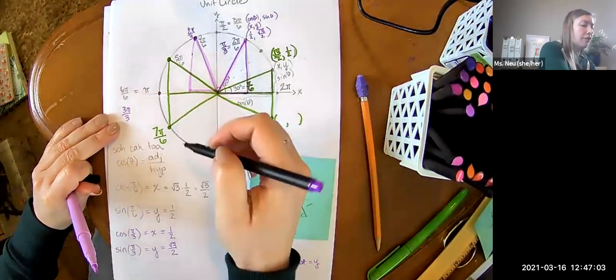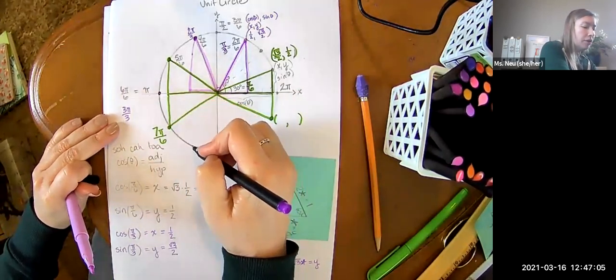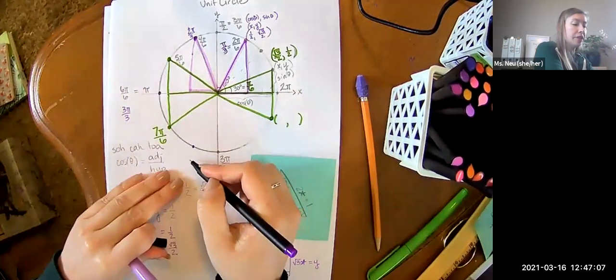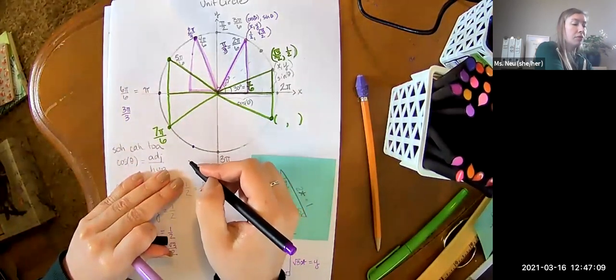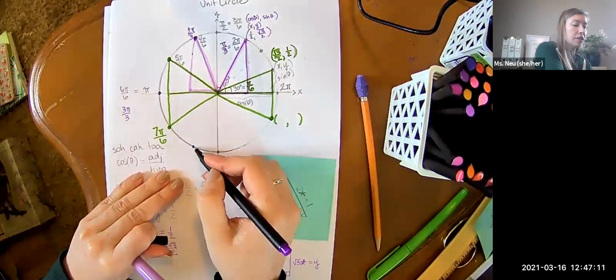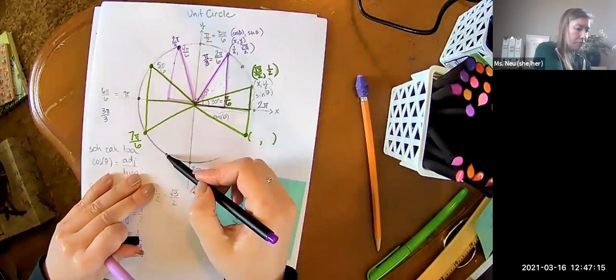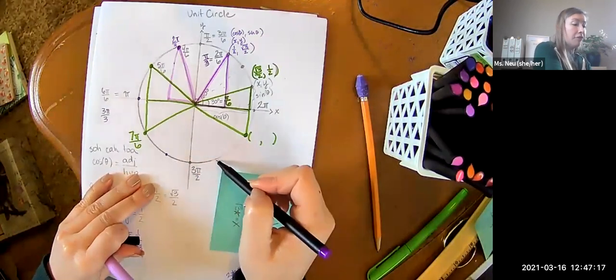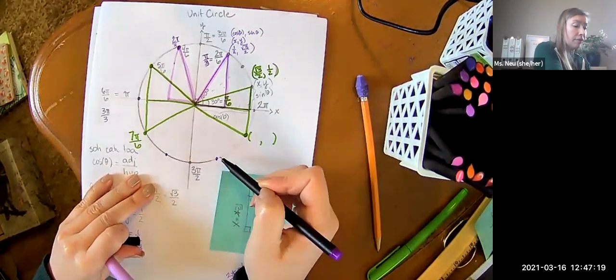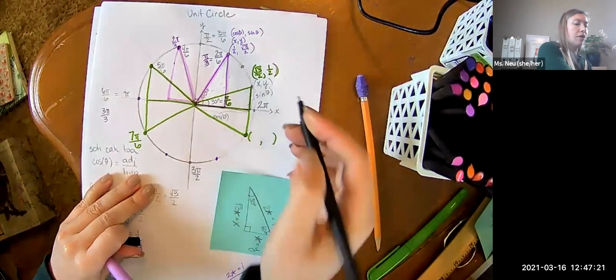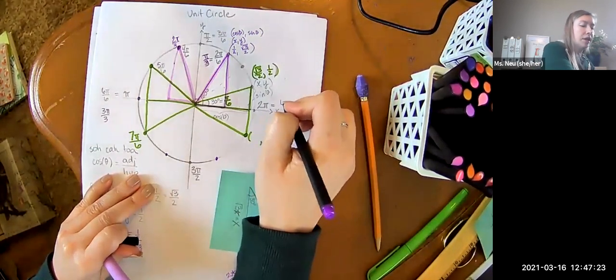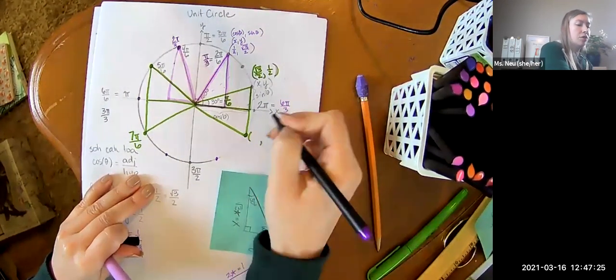So now I'm going to have 4 pi over 3. And I want you to label this as 4 pi over 3 and label the coordinates. 4 pi over 3, 5 pi over 3, and 6 pi over 3 should be the same as 2 pi.